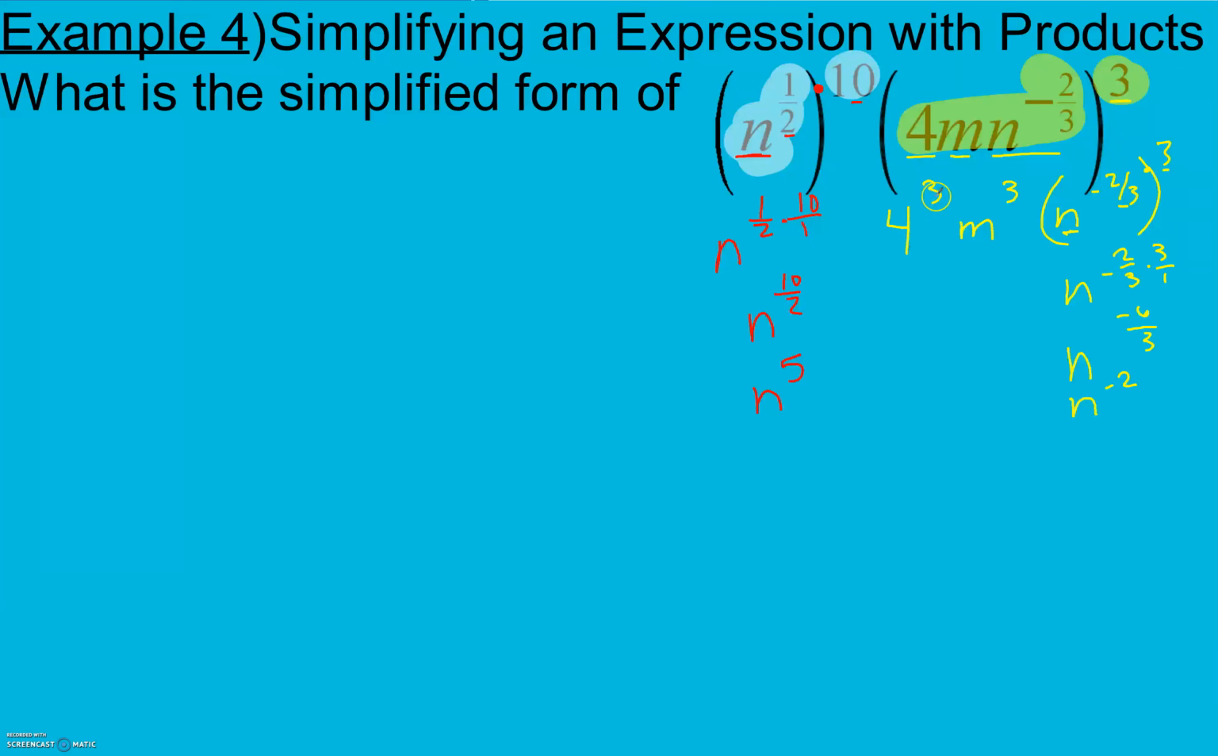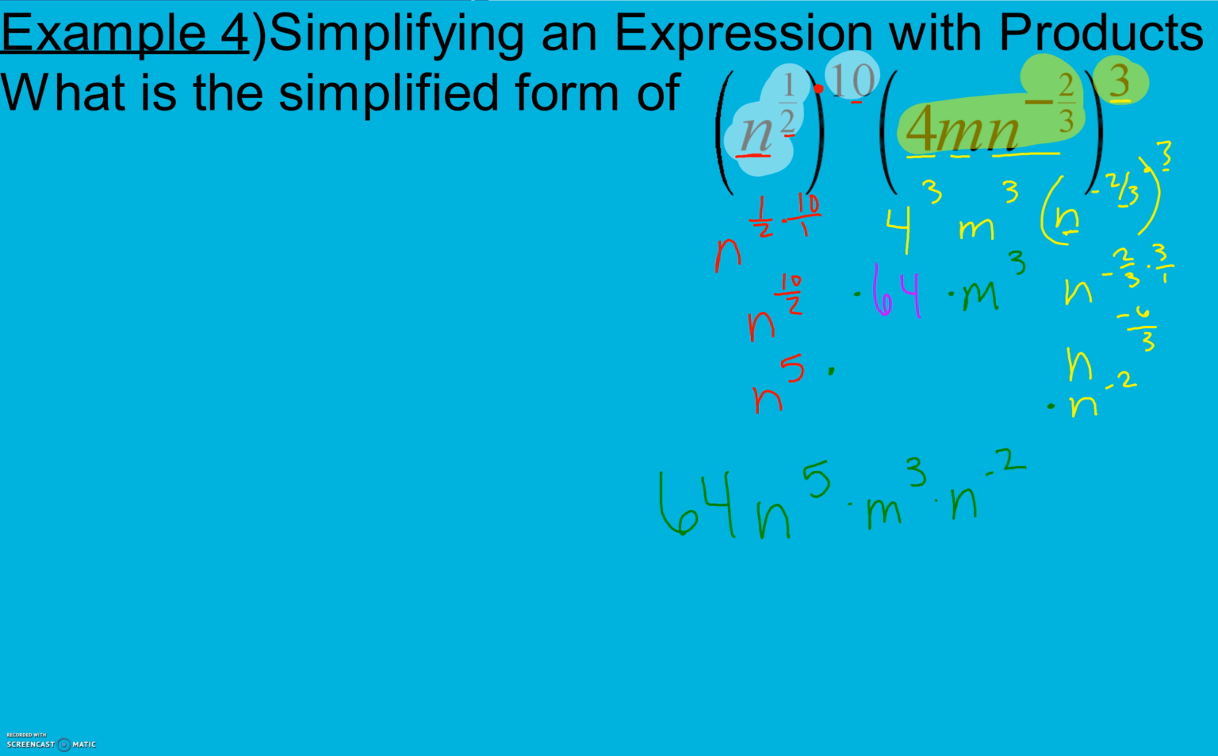4 here, I just take to the 3rd power, so 4 times 4 times 4 is 64. And m cubed comes down just as it is. Now, these are also multiplied together here. So right now I have n to the 5th power times 64 times m to the 3rd power times n to the negative 2nd power.